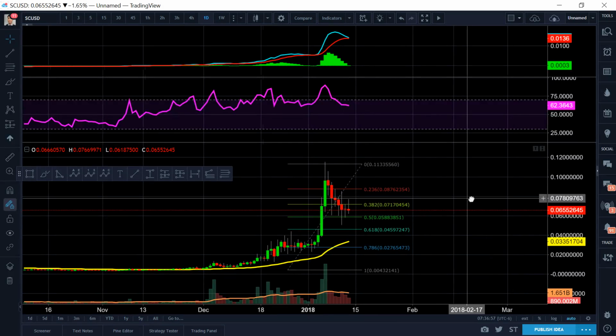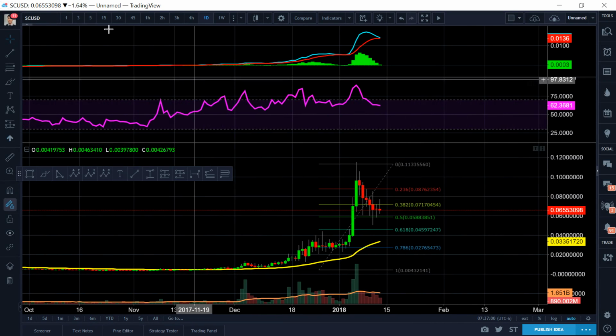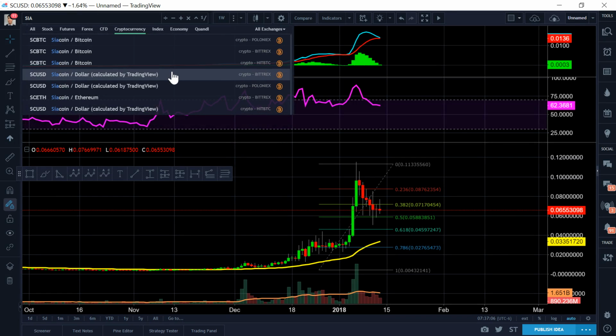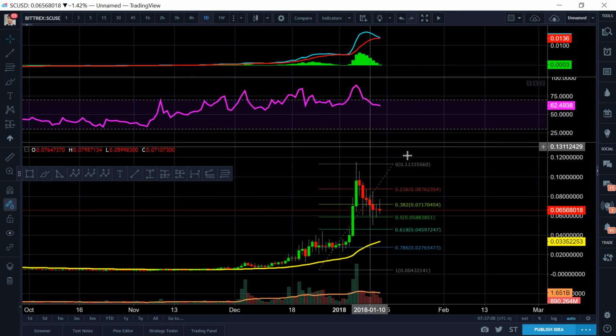Okay, guys, this one is a really hot coin right now. This is SIACOIN, and I'm doing SIACOIN Tether dollar equivalent. Okay, and this is on Bittrex right now.